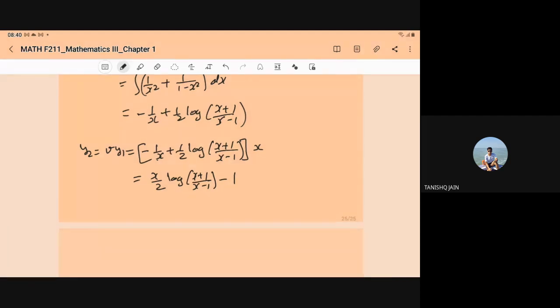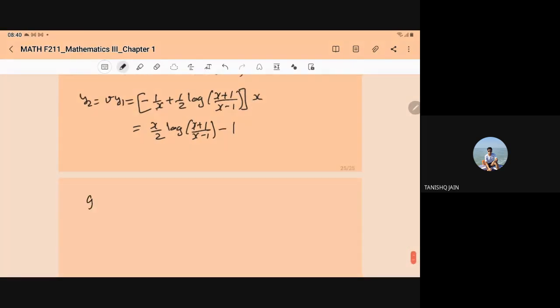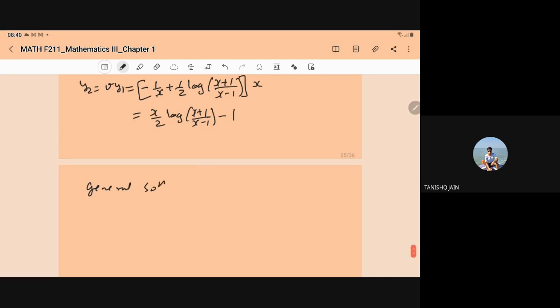So when we have y2, what is the general solution? The general solution, if y1 and y2 are known, will be y(x) is equal to c1 y1 plus c2 y2. So c1 x plus c2 into x by 2 log of x plus 1 upon x minus 1 minus 1. That is your general solution.